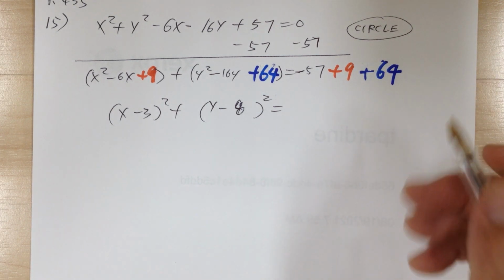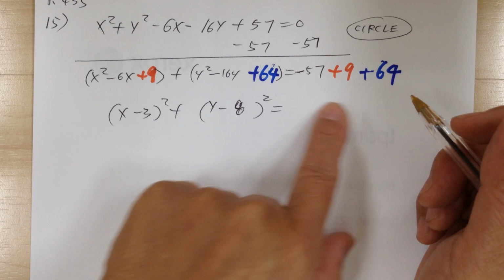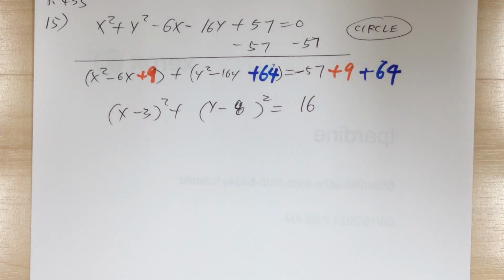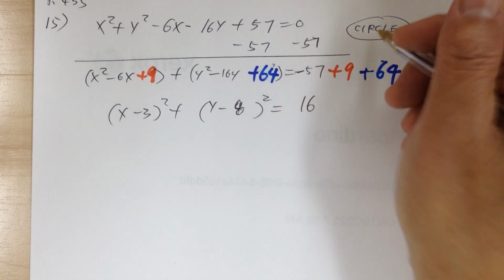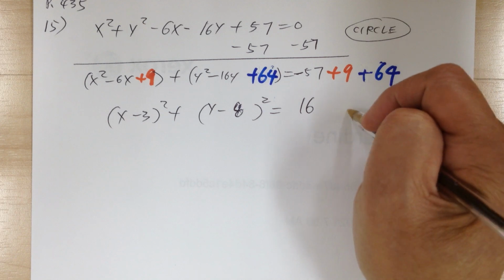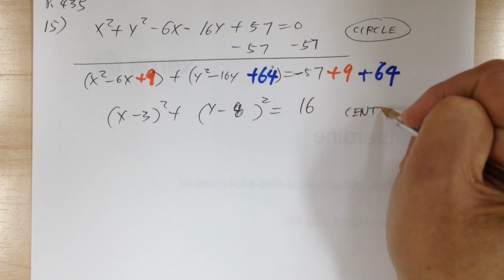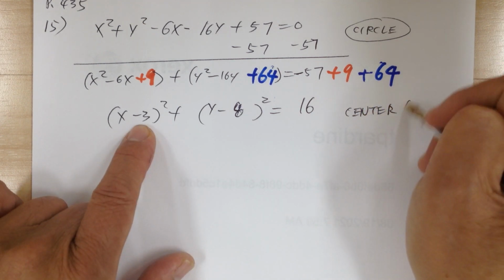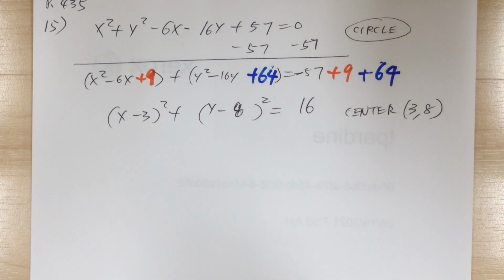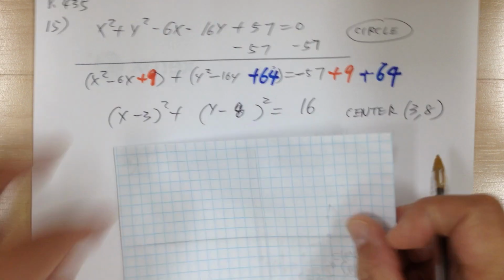Okay, so this will give me 7, which should be equal to 16. Okay, and this is a circle, so what we're looking for is the center. The center of the circle would be at 3, 8. Now the circle does not have a foci, and you have to draw the graph. Okay, so let's go and draw the graph.